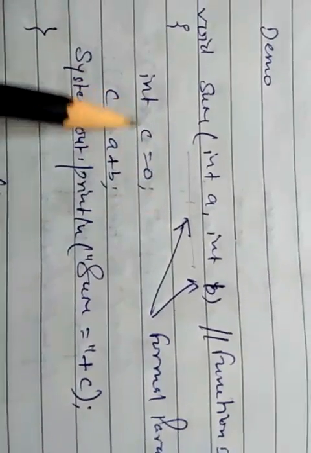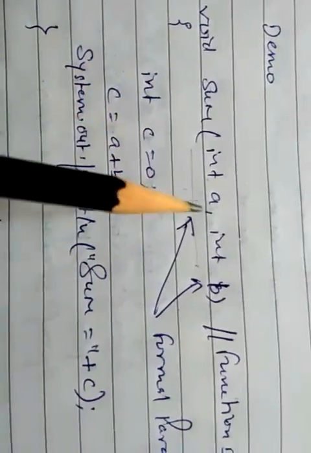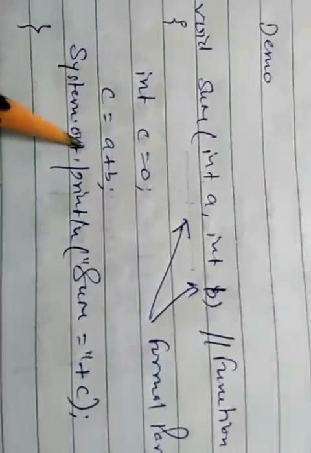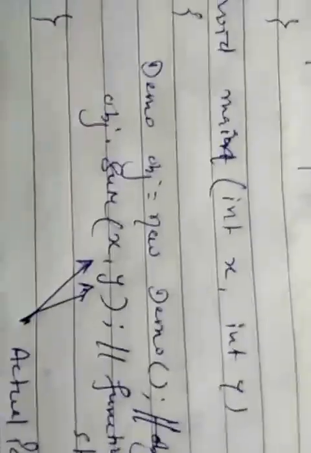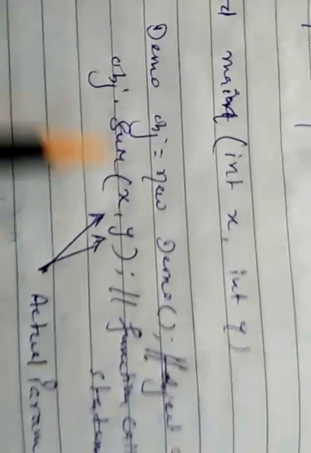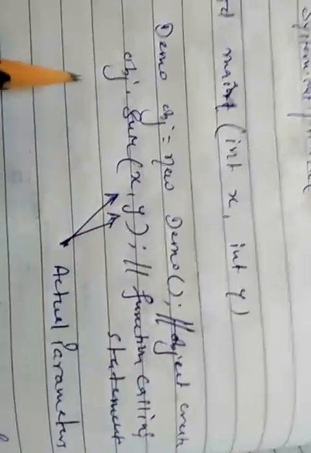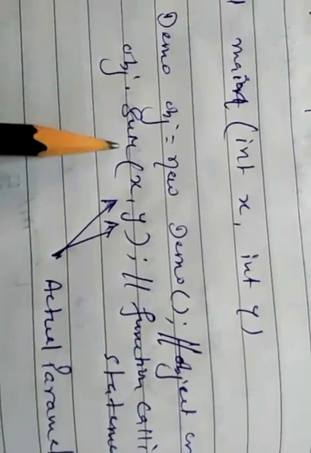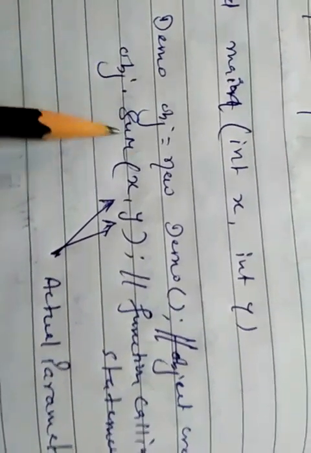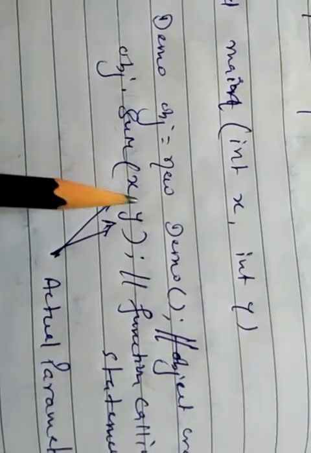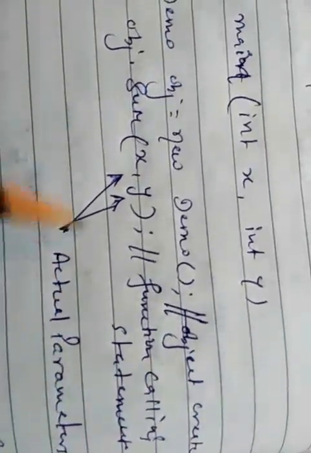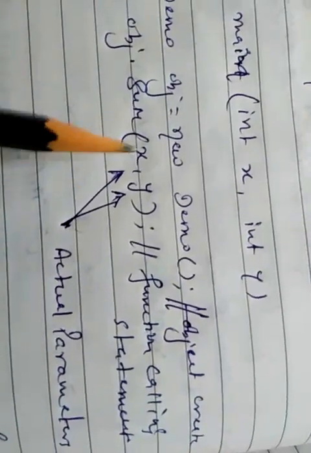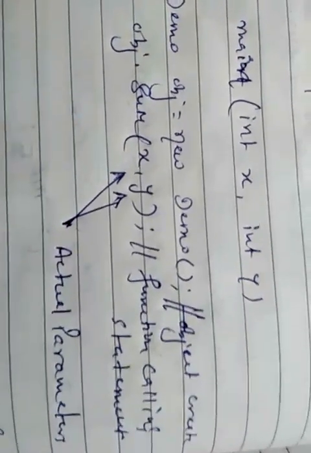So here we are finding the sum of two numbers which are passed with the help of parameters a and b. Here we are printing the sum. And now this is the main function. In the main function we are creating an object, and there is the calling statement obj.sum, and we are passing x comma y. So x comma y, these are the actual parameters because in this no data type is used.